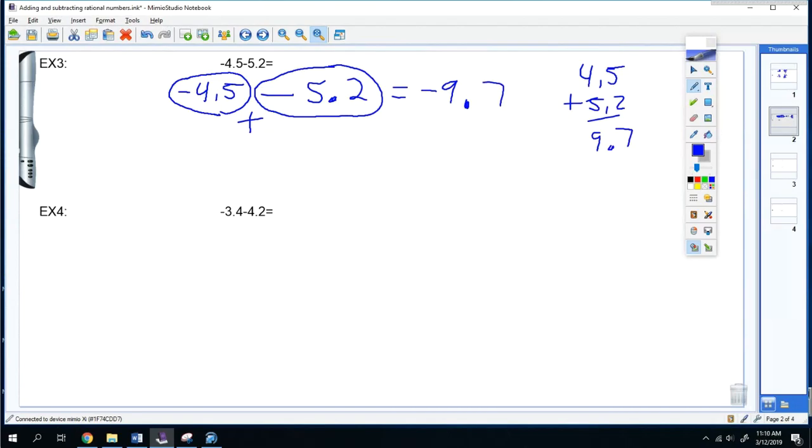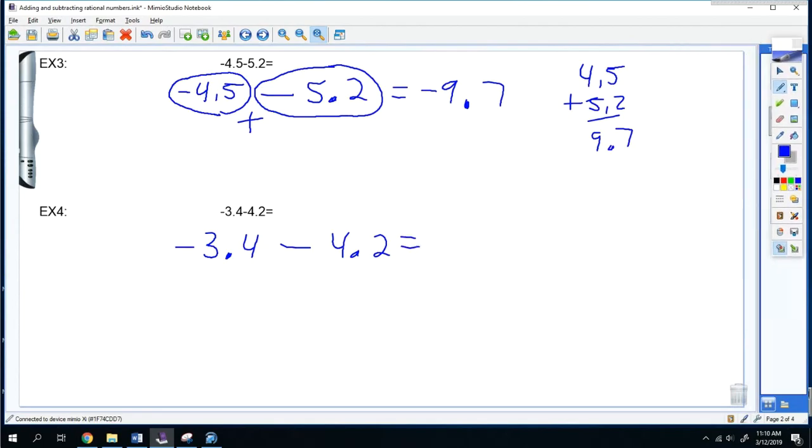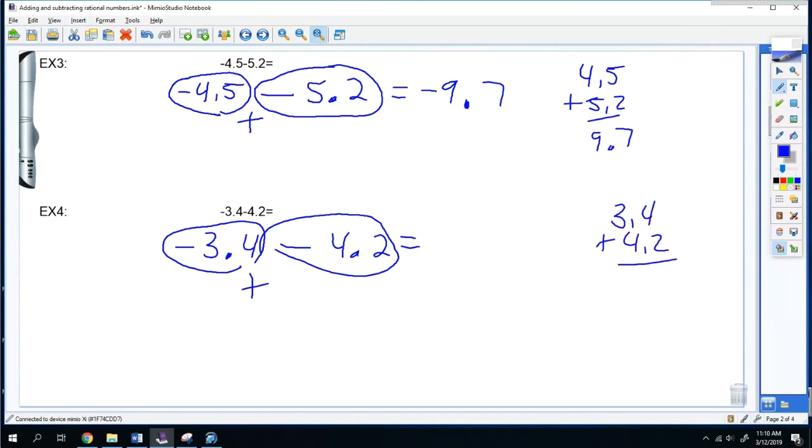And let me write it out a little bit bigger for y'all. All right, so now you try one. All right, so same idea. So you circle, and you add. So you're going to do 3.4 plus 4.2, 6, 7. So that'd be a negative 7.6.